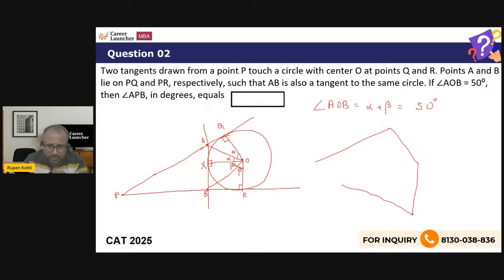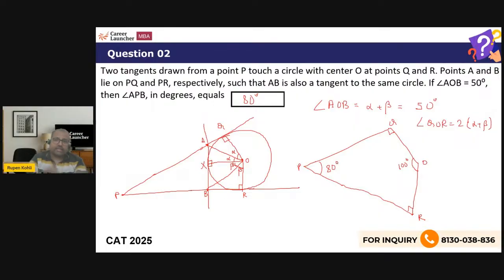I'm talking of this PQOR, right? In which we know that this is 90, we know this is 90, and we have figured out this is twice alpha plus beta. Angle QOR is 2 alpha plus 2 beta. So since we know alpha plus beta to be 50, we know this angle to be 100, and hence that is 80 to complete the sum of the angles of the quadrilateral, right?